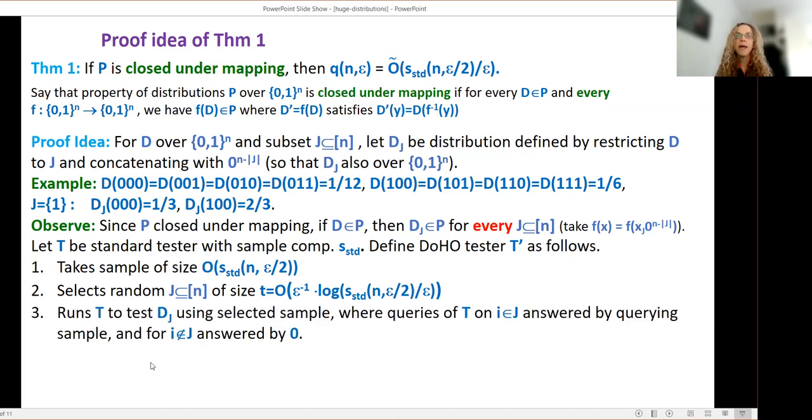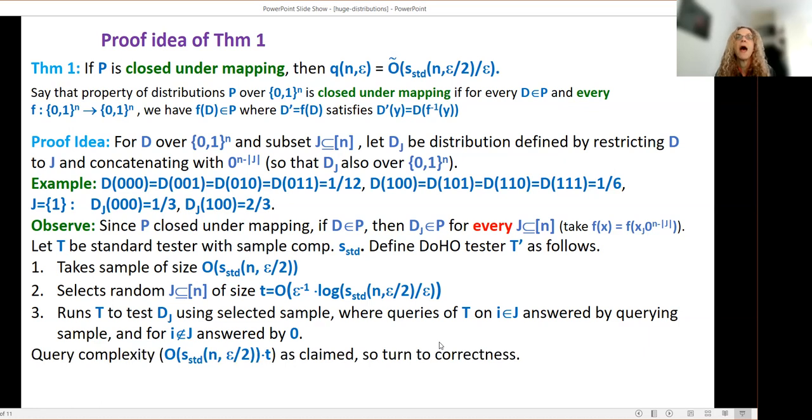And now what it does, it runs the standard testing model on the distribution D sub J. So what does it mean? I use the selected sample from step one. And when the standard tester asks me queries on indices that belong to J that I selected here, they are answered by querying the sample. So I paid for that. And the index outside of J is answered by 0, because that is the definition that we have here for the distribution D sub J.